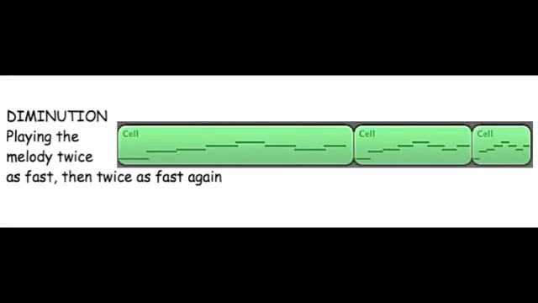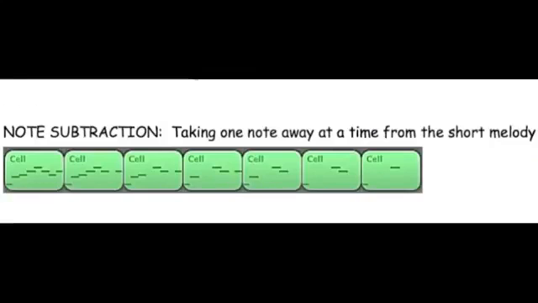Diminution is just the opposite, playing the melody twice as fast and then twice as fast again, like this. Note subtraction is where you take one note away at a time from your short repeated melody, like this.